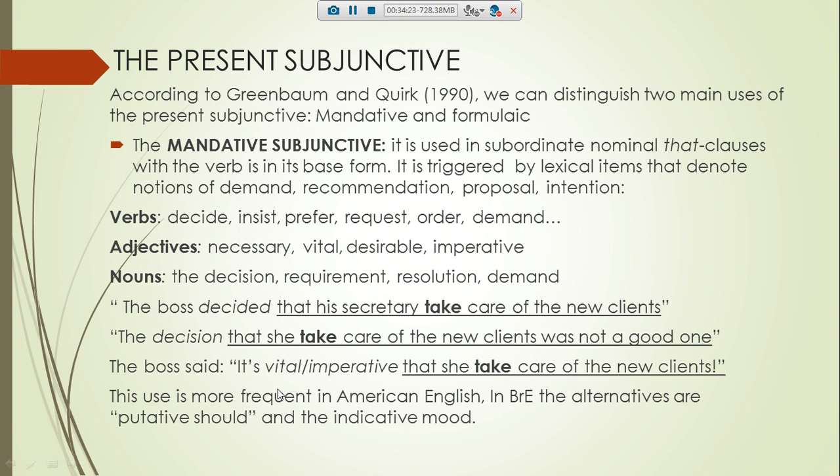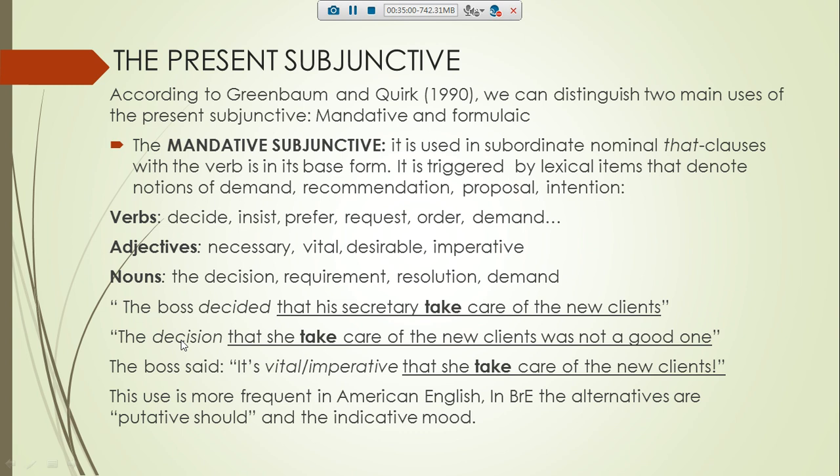The boss decided, this is the main clause, that his secretary take care of the new clients. This is the subordinate noun clause. It's a direct object, a subordinate noun clause, direct object. The subjunctive mood is obvious here because his secretary is third person singular and take is in its base form instead of with the final S. It is triggered by the verb decided in the main clause. The boss decided that his secretary take care of the new clients.